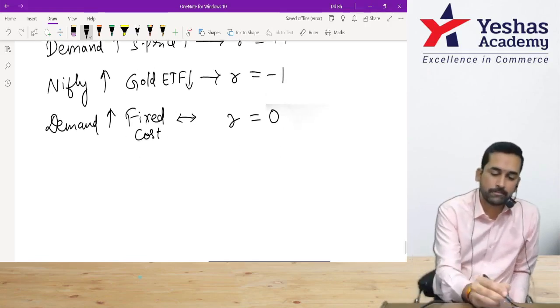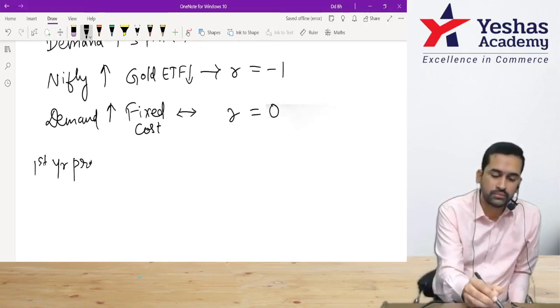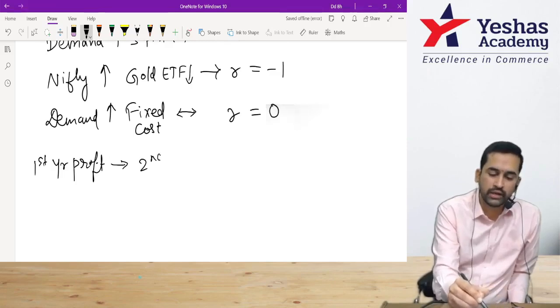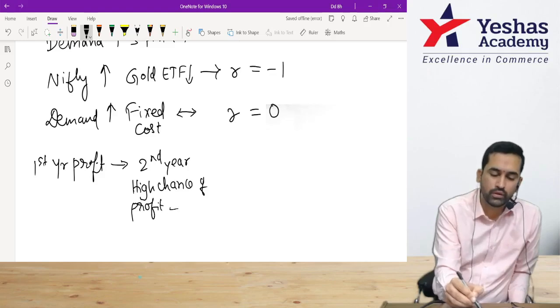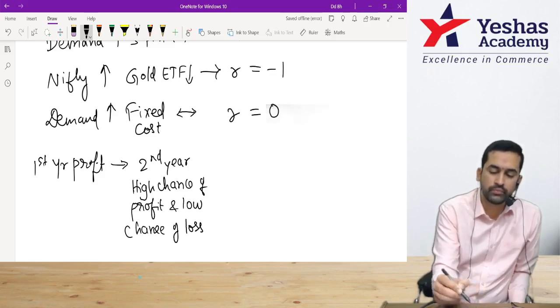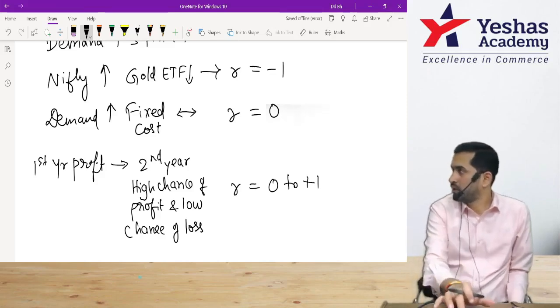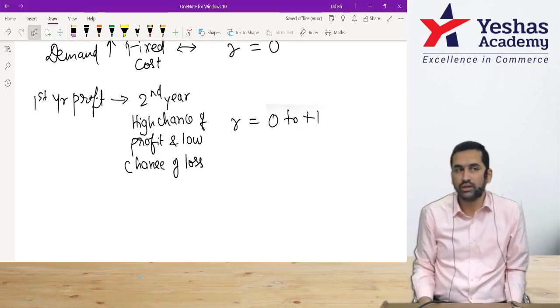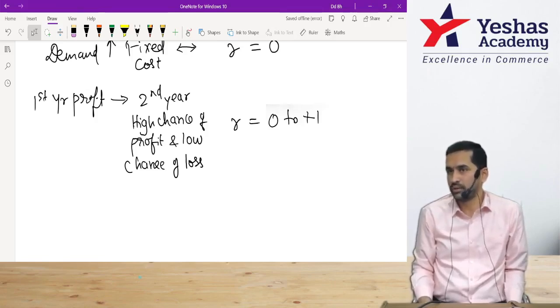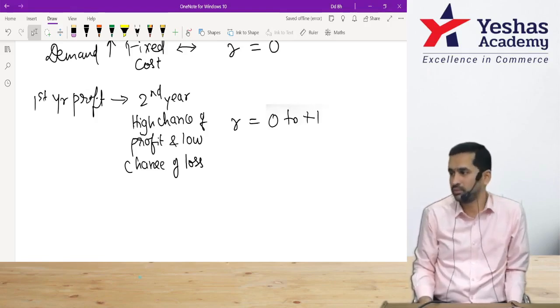Next, first year profit, second year high chance of profit and low chance of loss. Tell me now, R is equal to what? 0 to +1, correct? There is correlation, but it is not strong positive. It is positive, but not strong positive.